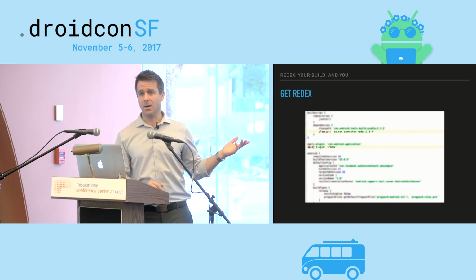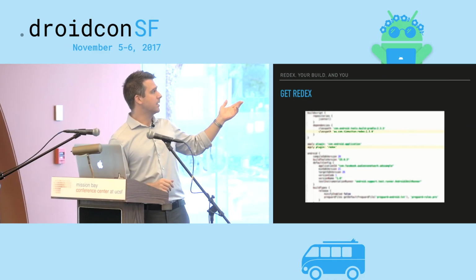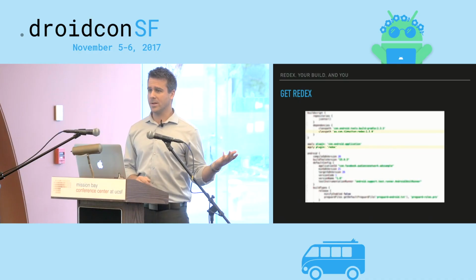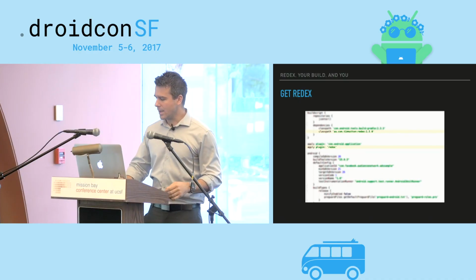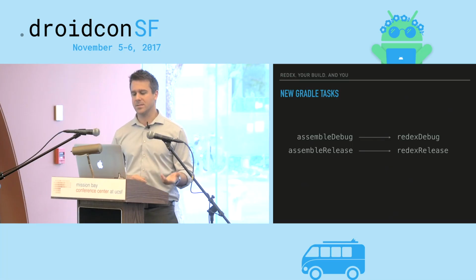It's pretty simple, actually, now. You add a dependency on Tim Mutton's Redex plugin, and then you just say apply plugin Redex. And poof, off you go. You get a couple new tasks. Instead of assemble debug and assemble release, you're going to want to run Redex debug and Redex release.